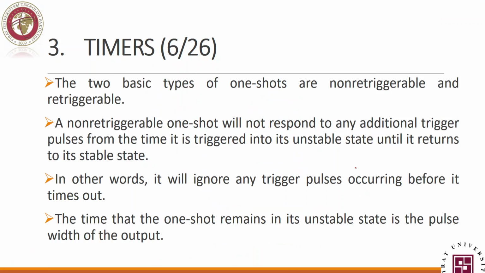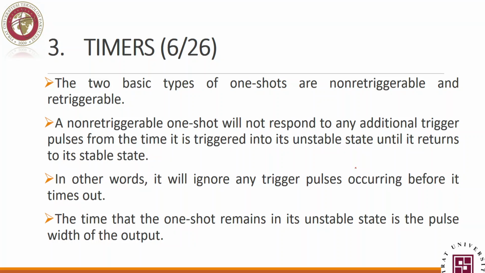All right. Based on that, we have two types. One of them we call non-retriggerable. That means while it is in its unstable state, if you trigger it, nothing will happen. So let's say it is in its stable state, you trigger it, it goes to the unstable state and keeps moving until it goes back to its stable state. While it is in its unstable state, if you trigger it, nothing will happen. It will just ignore that triggering.